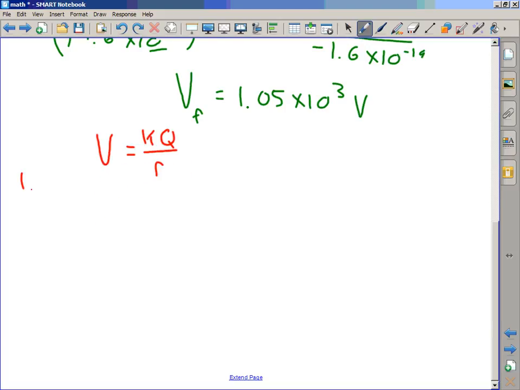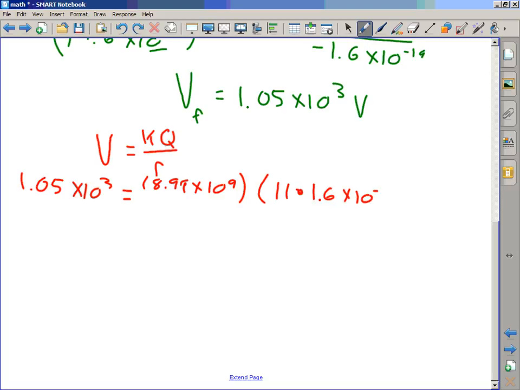Now, coming down here to actually find the distance away. So I got 1.05 times 10 to the third equals k, 8.99 times 10 to the 9th, times Q. Now Q is going to be 11 times the charge of a proton, 1.6 times 10 to the negative 19. Now, let me come back in here and erase just that parenthesis, because here's another spot your calculator might try to mess you up depending on what it's doing.